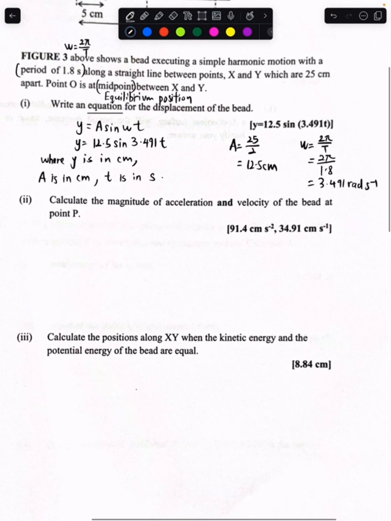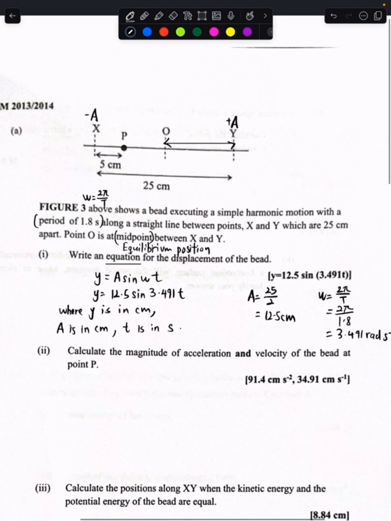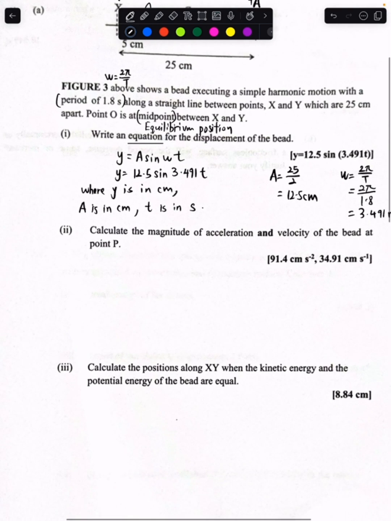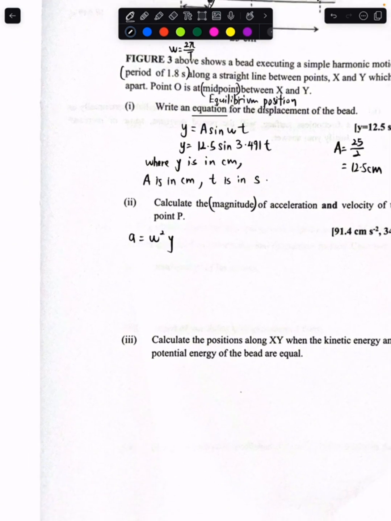So the second question: calculate the magnitude of acceleration and velocity of the beam at point P. Point P is actually here. And they want us to find the magnitude only. First of all, we need to know the formula for the acceleration. Acceleration is a equals omega squared y. So we need omega, which we already got, and we need to find y.